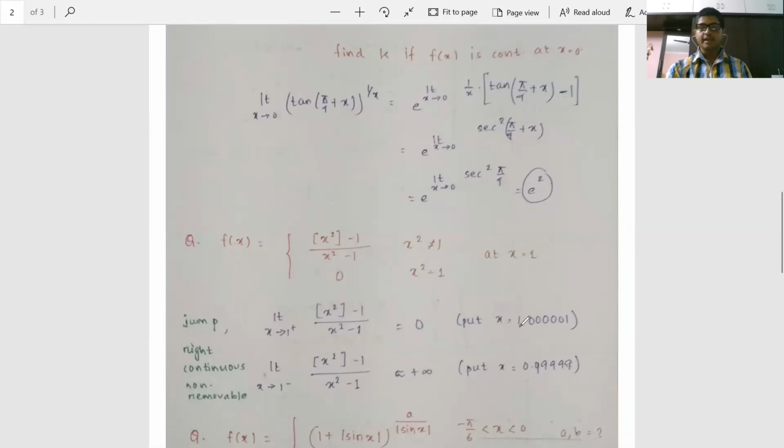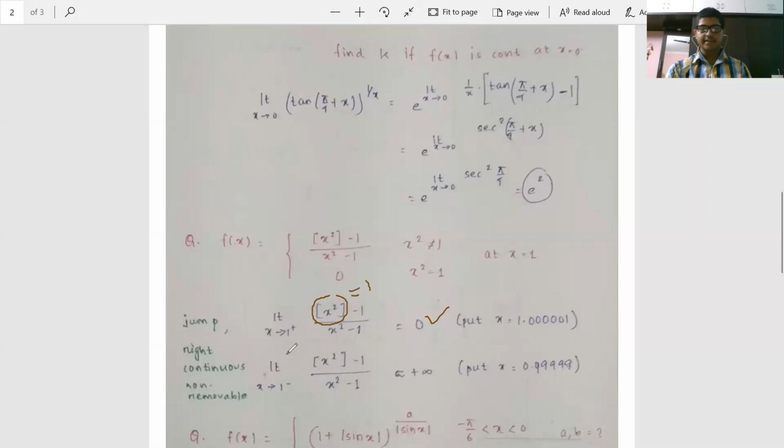[x²] − 1 by x² − 1 is going to be equal to 0. Why? Let's put x as something like 1.00001. So this box is going to evaluate to exactly 1, because 1.00001 whole squared is going to be something like 1.00002, and taking its box is going to be 1. So the numerator is exactly 0. 1 minus 1 is exactly 0 divided by some non-zero quantity. So this value is going to be 0, because the numerator is exactly 0. This is the value of RHL.